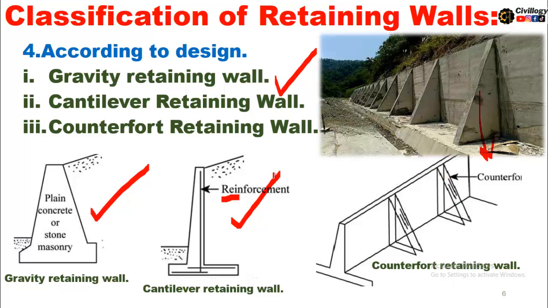These were a few classifications of retaining walls according to material, according to retained material, according to shape, and according to design. That's all for today. If you want to learn the subtypes of these and according to design of retaining walls, let me know in the comments. I will make a detailed video on that topic as well.